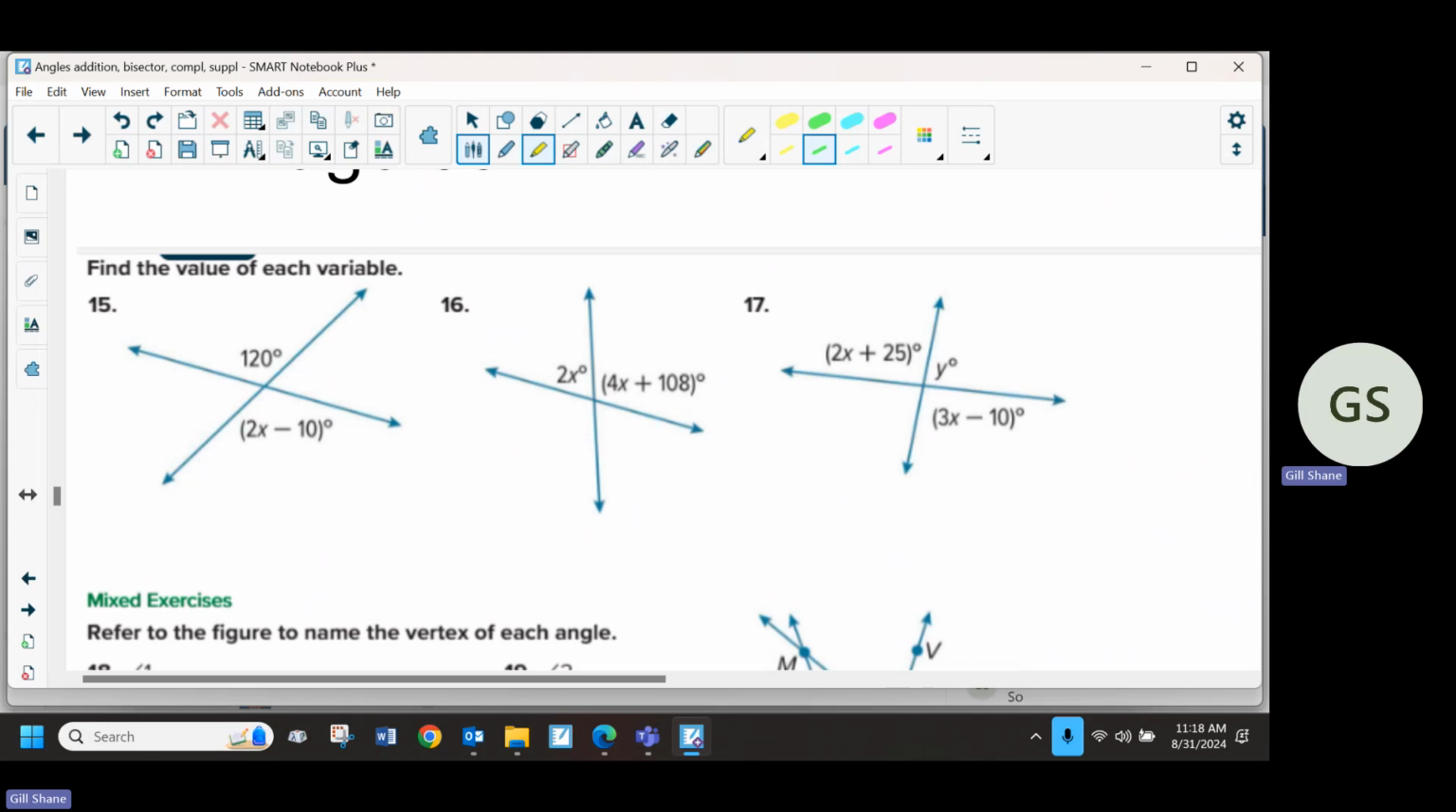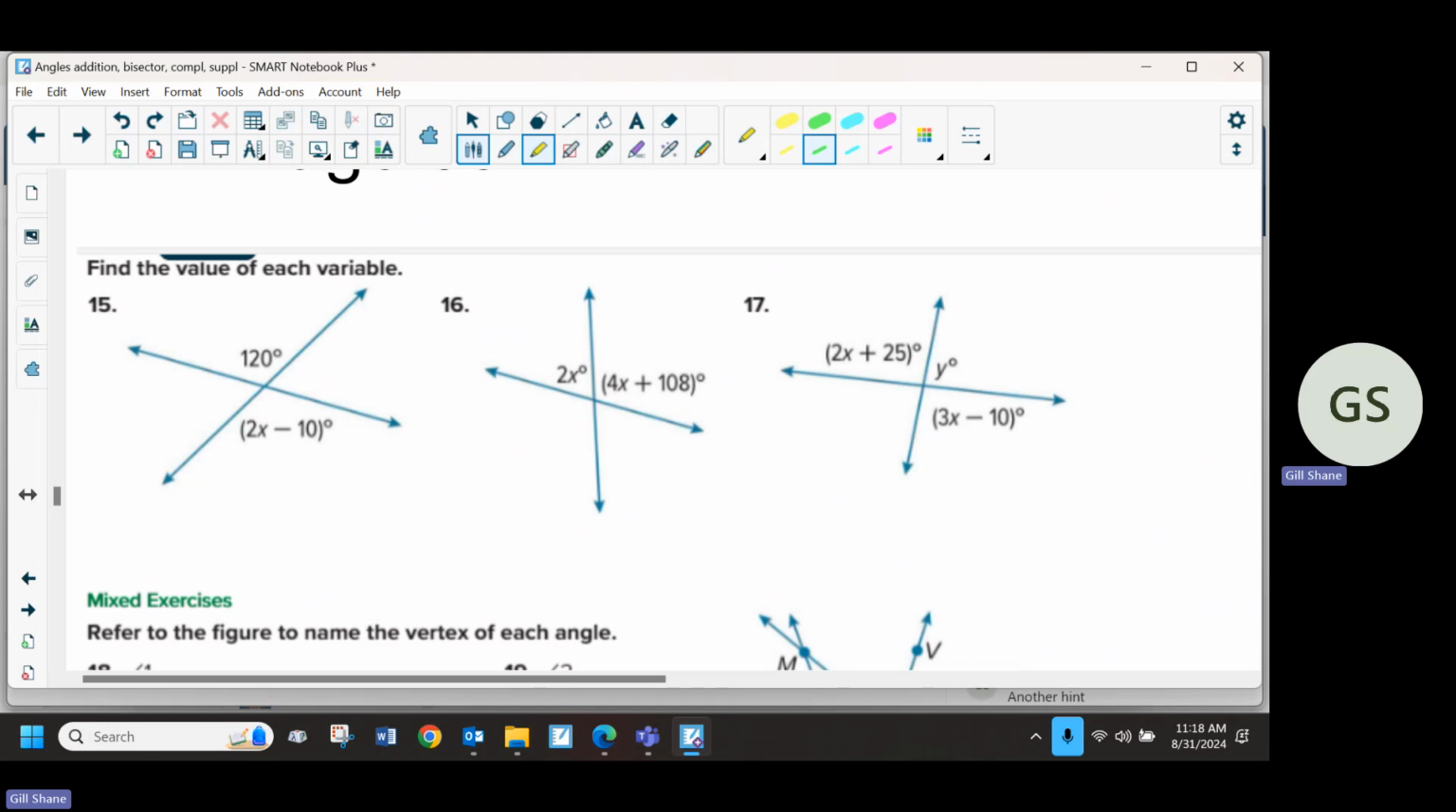So number 17 is a little bit of both. You have some vertical angles that are across from each other. First of all, you have two lines crossing. If you don't see that, anytime you see an X, that's two lines crossing. That means I have opposite angles that are congruent. So those two angles are congruent. Highlighted it.